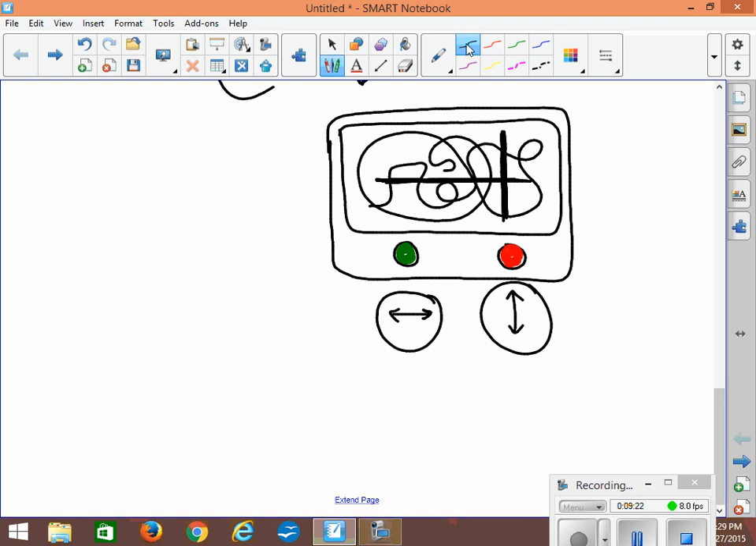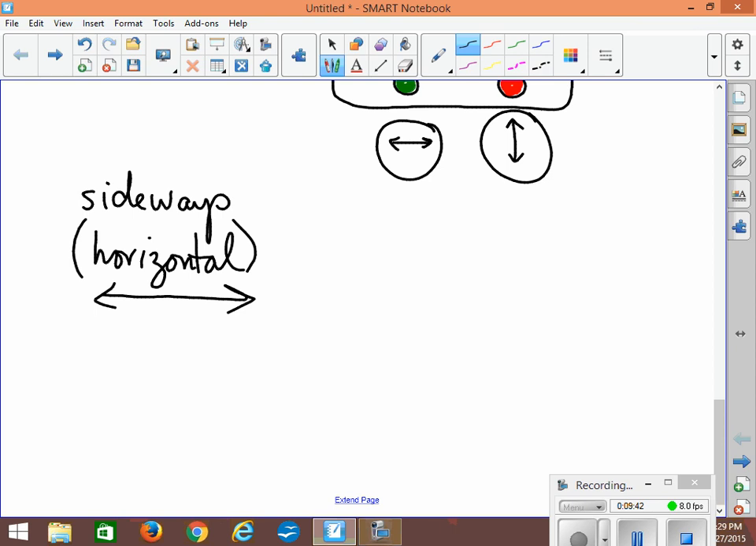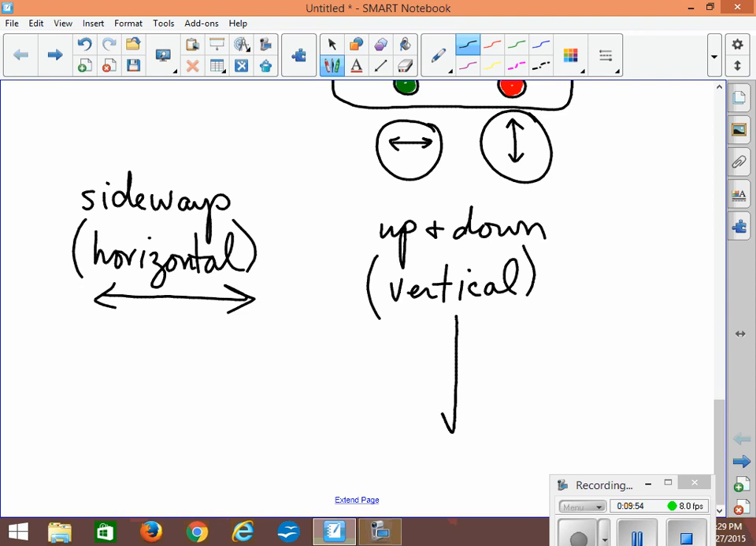So we have words, of course, right? We have sideways motion. Sideways is the word that you might use. Sideways, we use the word horizontal. So the word horizontal refers to motion that is sideways, back and forth. And of course, the other kind of motion is what we would call up and down motion. Up and down motion, we call it vertical. So the word vertical refers to motion that is up and down.